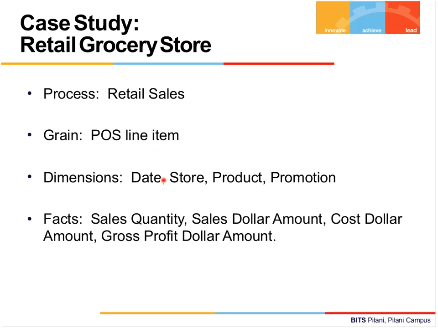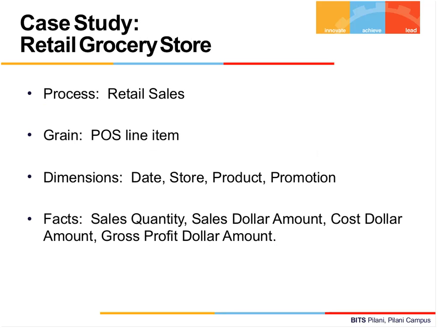This is a very simple example. You should be able to understand. Like I said, you have retail sales. The grain is the point of sale line item. You have a date, store, product, and promotion. By looking at this, we now understand how these tables are linked. The fact table is the sales fact table, and these are its dimensions.